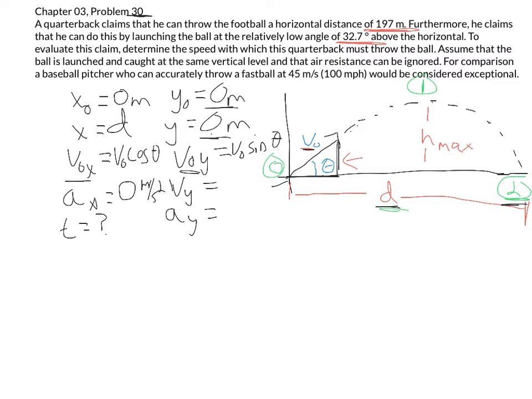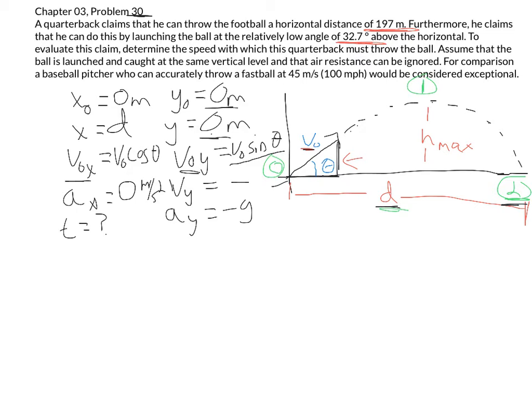V final in the y, I'm just going to leave blank. We do know that it's the negative of v initial sine theta as a result of symmetry, but we don't need to worry about that. And acceleration in the y is negative g, or negative 9.8 meters per second squared. So let's see, how can we go about trying to solve this?